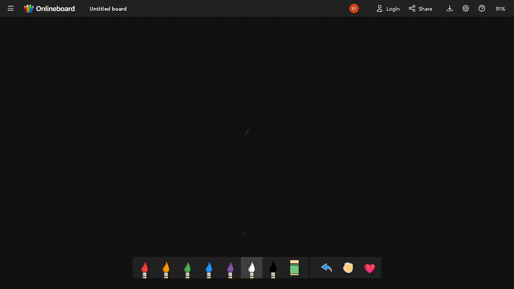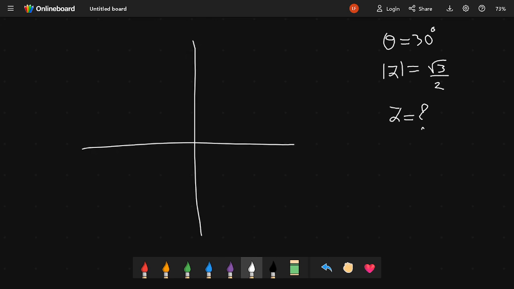So let's solve this. Theta equals 30 degrees, and the modulus of our complex number is equal to the square root of 3 over 2. They want us to find this complex number and graph it. How do we do that? Let's plot the complex number first.